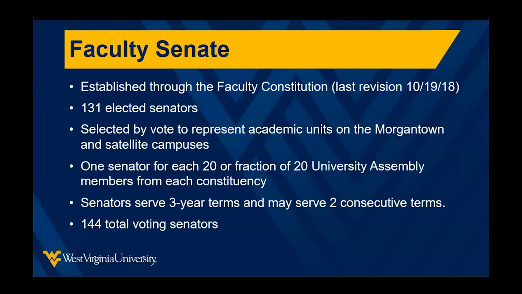So you might ask, why is bullet 2 different than the last bullet? Why aren't there 131 elected senators? And the reason for that is that we have some members, by virtue of their position, who have a deemed status, if you will, as a senator, and those include non-senator committee chairs, and positions such as our representative to state government and our elected representative to the Board of Governors. So that's what that 13 voting senator difference is.